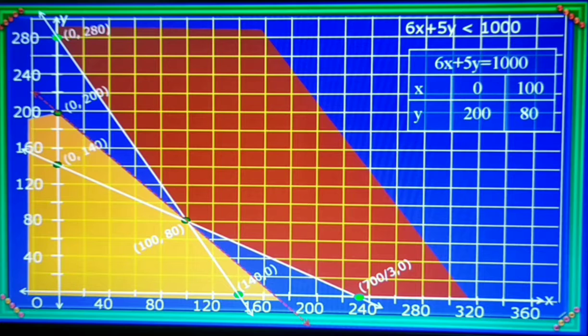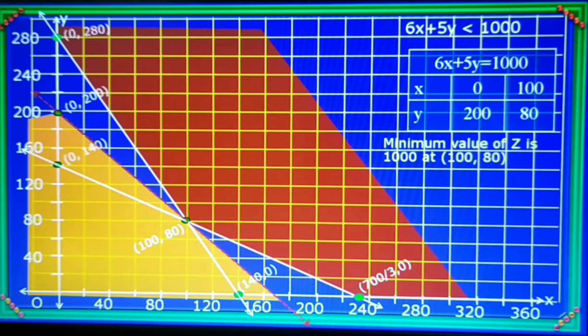Now observe whether we have any common point between feasible region and half plane 6x plus 5y is less than 1000. From figure, it is very clear half plane 6x plus 5y is less than 1000 and feasible region, they do not have any common point.